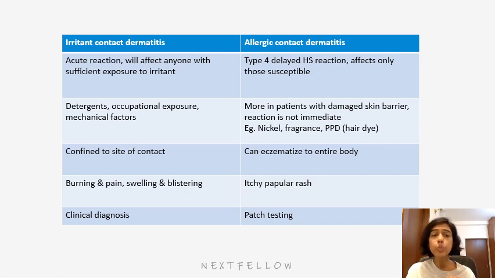Allergic contact dermatitis will tend to occur more often in a person with, say, atopy, so they already have a pre-existing damaged skin barrier, or someone who has leg ulcers, where the skin is already sort of damaged. The reaction is not as fast or immediate as with irritant contact dermatitis. Now, the most common allergens for ACD would be nickel, fragrances, and paraphenylenediamine. That is the color that is used to keep hair dyes strong.